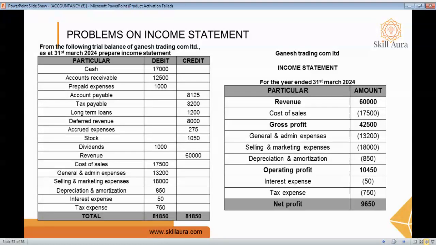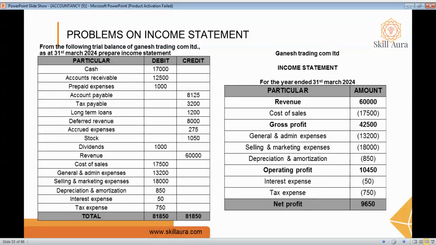We should analyze first what the assets, liabilities, and equities are, and also what topics come under the income statement. For that, we have to analyze the format. So here the assets, liabilities, and equities are given. Assets are cash, account receivable, and prepaid expenses.